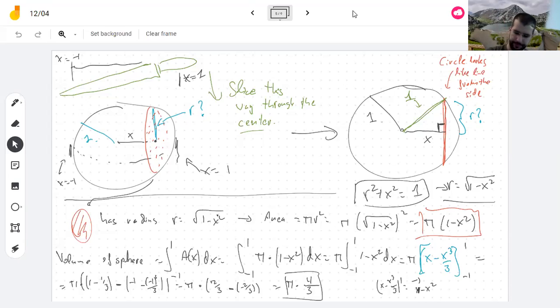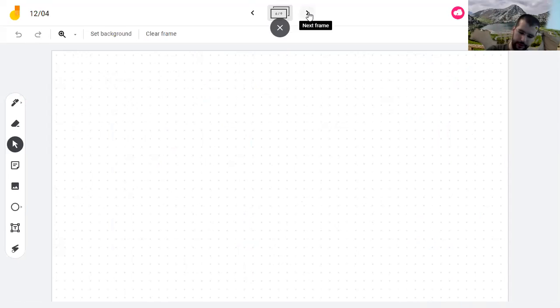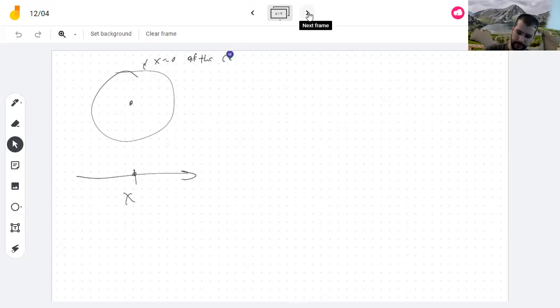How do you know? So how I know that I'm supposed to integrate between negative one and one is that I have my sphere and I'm saying, this is the x-coordinate. So I said x is zero at the center. So what is the biggest x on the sphere? And those are the ones I need to, those need to be my bounds.